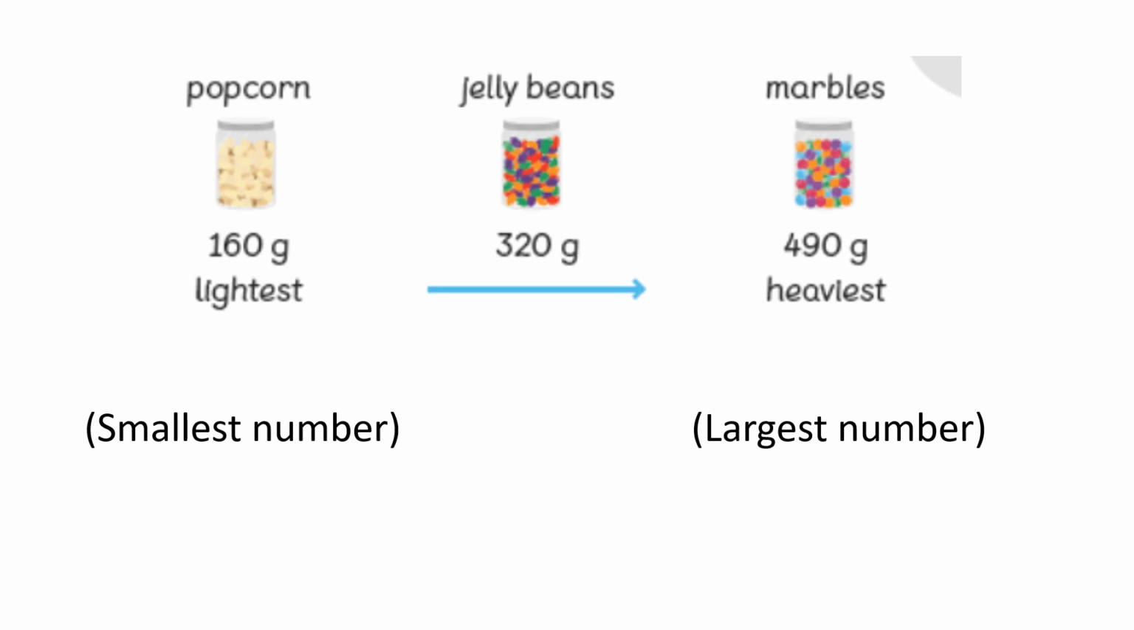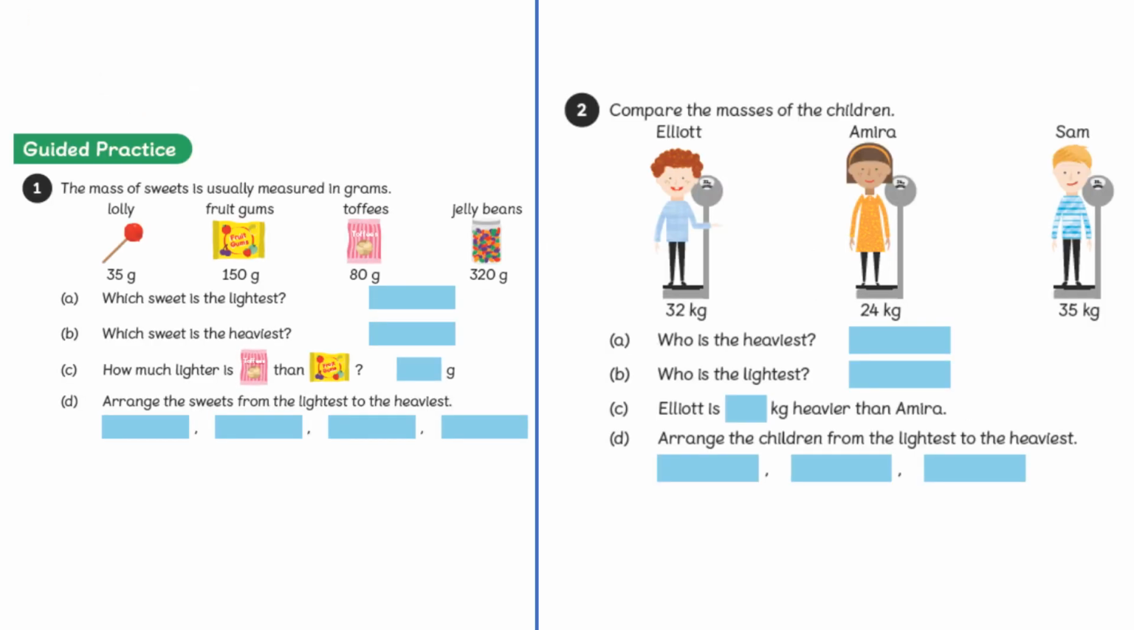Well done. Super, so now it's time for you to have your go with your partner at doing your guided practice activities. The first one, you're comparing the mass of 4 different sweeties. So you've got a lolly, fruit gums, toffees and jelly beans, and you need to look really closely at the mass of each of those, which is written underneath for you, and then fill in the gaps in the sentences underneath. So you're asked which sweet is the lightest, which sweet is the heaviest. In question C, you're finding the difference like we've just practiced together.